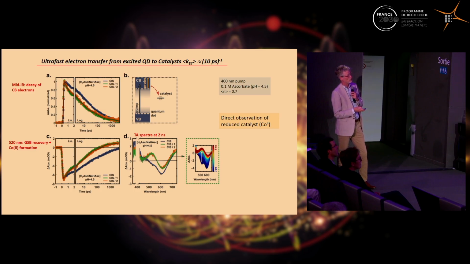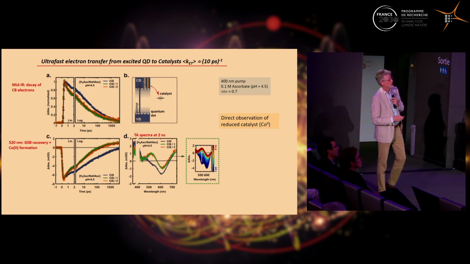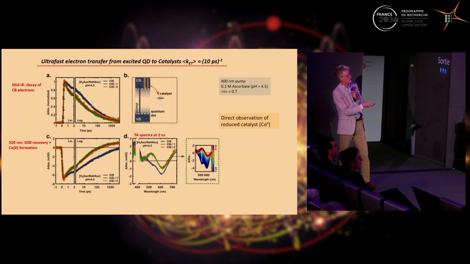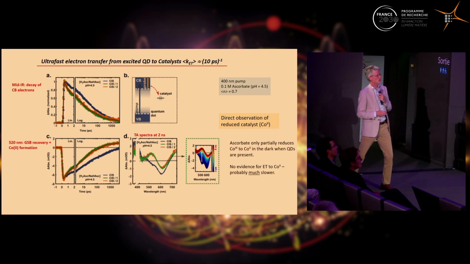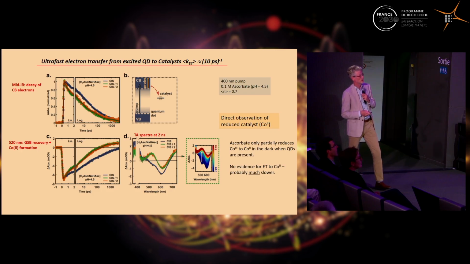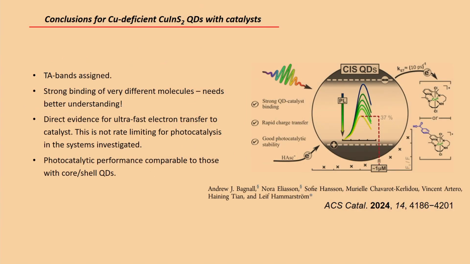And if you look after 2 nanoseconds at the spectra, you'll see that there is still a bleach here without the catalyst, but with the catalyst you see an increased absorption here, which we know from the reference measurement of spectral photochemistry is a reduced catalyst. So direct observation of the reduced catalyst. So it's clear that the change in dynamics is really because of electron transfer to the catalyst. And this is on a time scale of average lifetime of about 10 picoseconds for the electron transfer. So I didn't talk about that, but we assigned the different bands in the transient absorption of the Q dots.